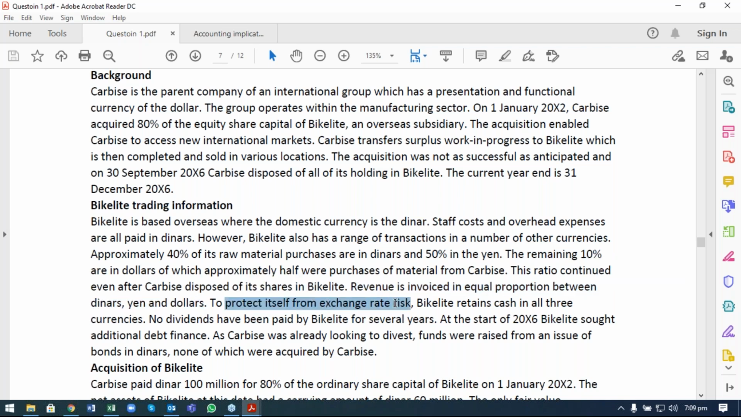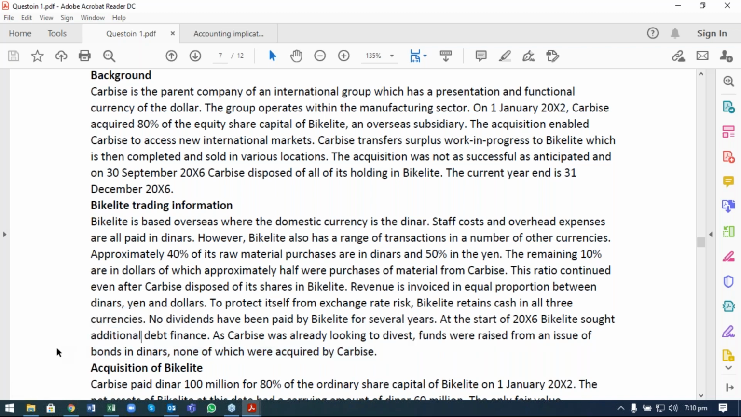To protect itself from exchange rate differences, Bakelite retained cash in all three currencies. No dividend has been paid by Bakelite for several years. At the start of 2006, Bakelite sought additional debt finance as Carbise was already looking to divest. Funds were raised from an issue of bonds in dinars, none of which was acquired by Carbise.